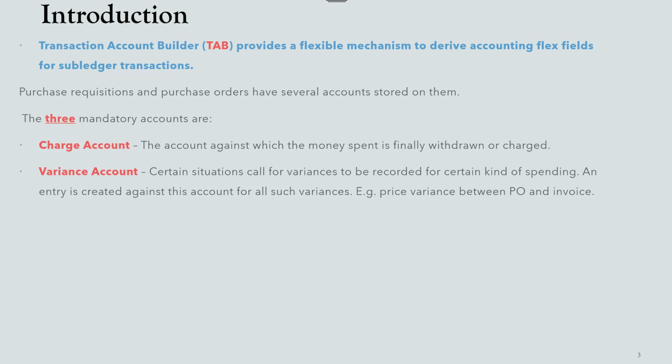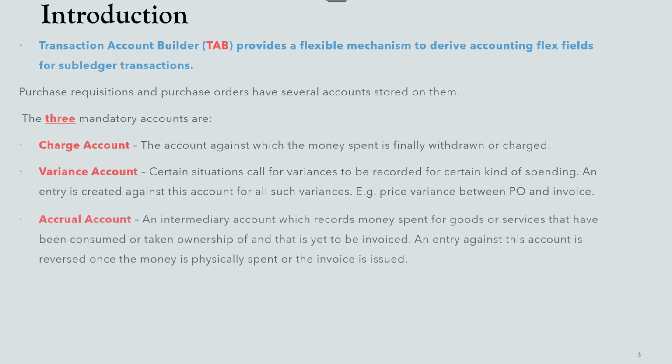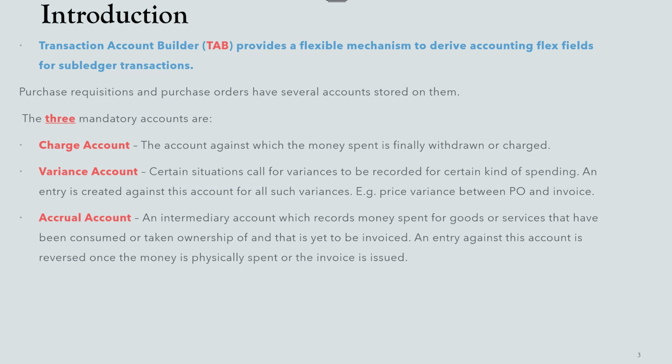Variance account: the account against which an entry is created to record a variance for a certain kind of spending, for example, price variance between a purchase order and invoice. Accrual account: an intermediary account which records money spent for goods or services that have been consumed or taken ownership of but are yet to be invoiced. An entry against the account is reversed once the money is physically spent or the invoice is issued.